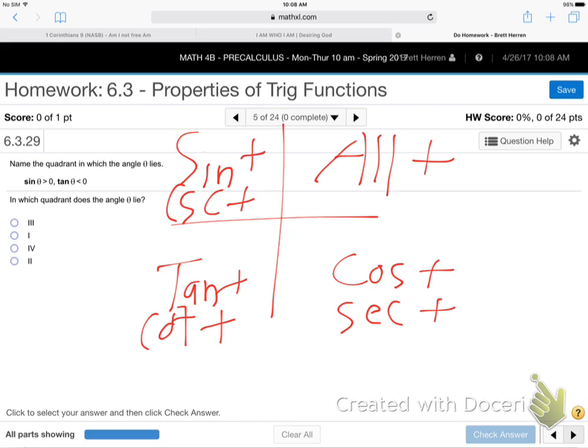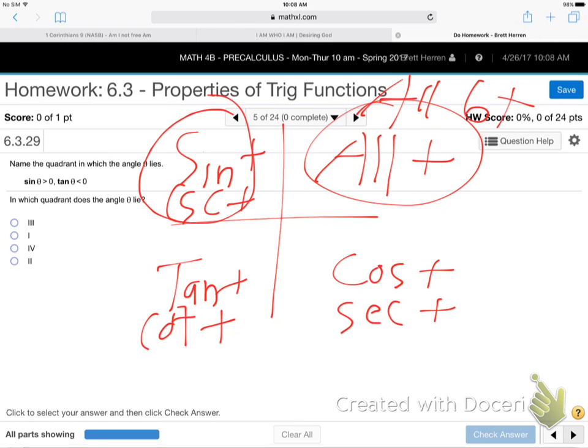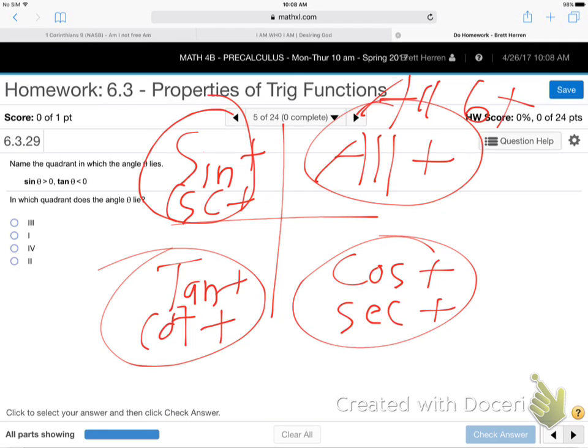So in the upper right-hand corner, all 6 trig functions are positive. All 6: sine, cosine, tangent, cotangent, secant, cosecant. All 6 are positive in that quadrant. But in the second quadrant, only those 2 are positive. The other 4 are negative. In the third quadrant, only tangent and cotangent are positive. The other 4 are negative. And in the fourth quadrant, only cosine and secant are positive. The other 4 are negative.